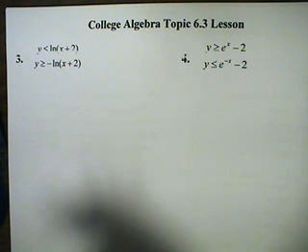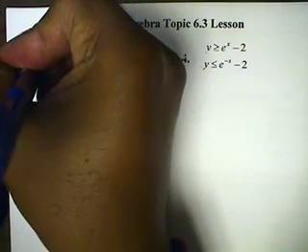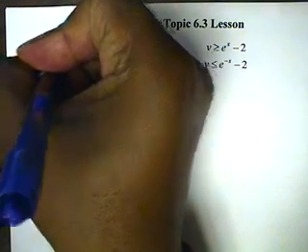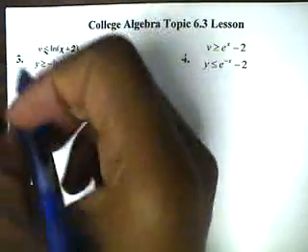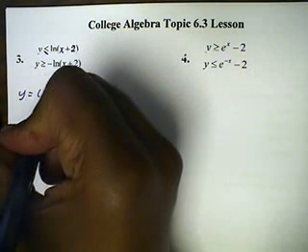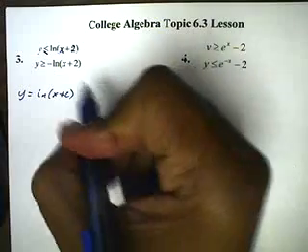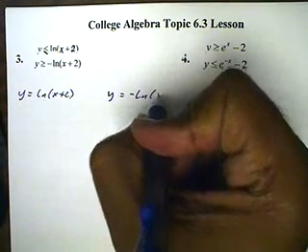College Algebra, topic 6.3. Okay, we're going to graph this, and there's a less than or equal sign here. This is x plus 2. To graph this, I'm going to change this into y equals natural log of x plus 2. And this one I want to change also into y equals negative natural log of x plus 2.